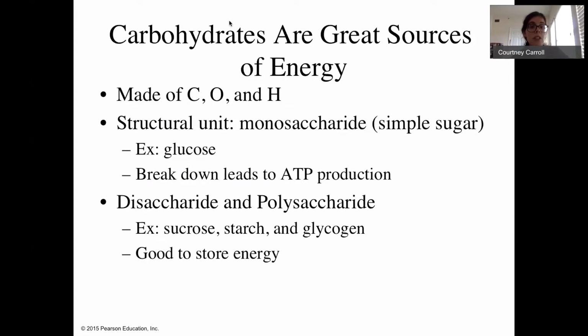So carbohydrates, these are our energy sources. They're made of carbons, oxygens, and hydrogens. The structural unit here is a monosaccharide or a simple sugar. Classic example there is glucose. When we build them together, we can create things like disaccharides, which are 2 monosaccharides put together, or polysaccharides, which are long chains. Classic example of a disaccharide is sucrose, which is in a lot of food. And polysaccharides are things like starch and glycogen, which are good to store energy in.